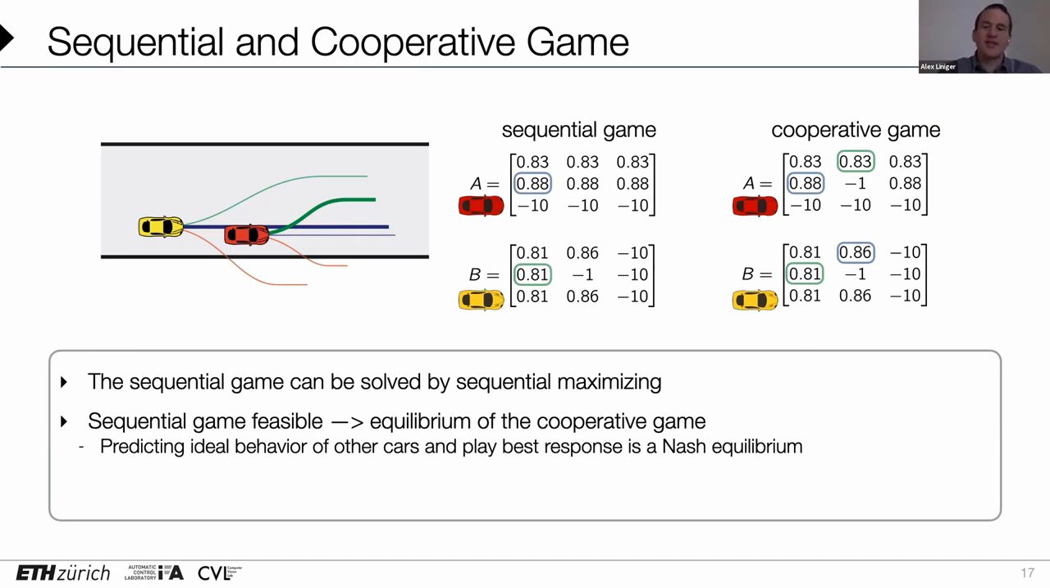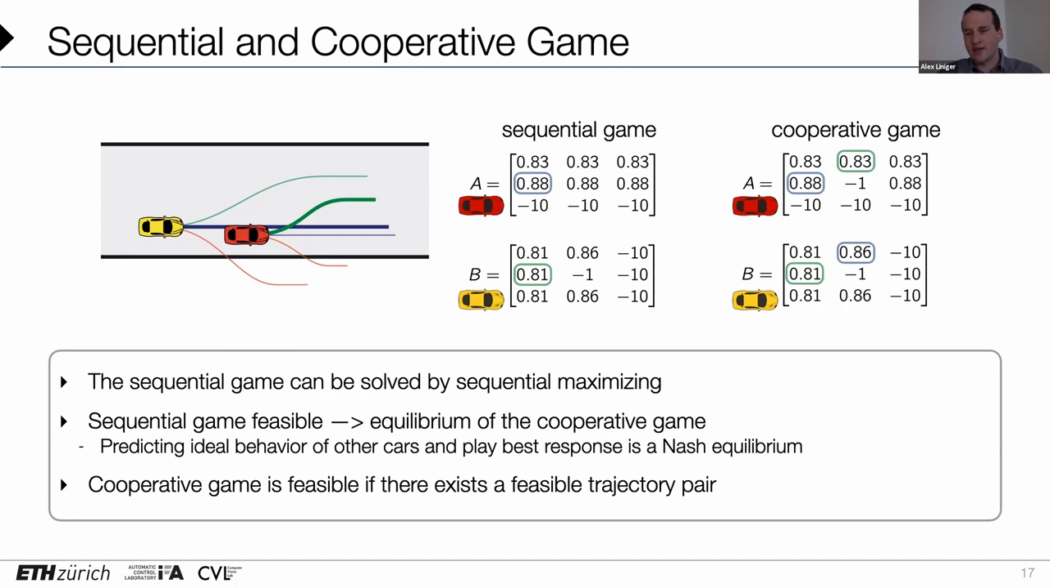Now, there is a second theoretical caveat, and this is the limitation of the sequential game. In the cooperative game, we can prove that if there exists a feasible solution, this feasible solution will be chosen either by the Nash or the Stackelberg equilibrium. But on the other hand, if the sequential maximization is not feasible, then the sequential game will not have a feasible solution.